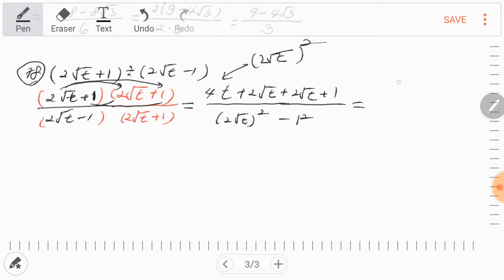So that is equal to 4t plus, combining like radicals, 2 plus 2 is 4 square root of t, plus 1, over the bottom: 2 squared is 4, times t, since square root of t squared is t, minus 1. Is there any common factor? No, that's it, right? That's it. So we are done.